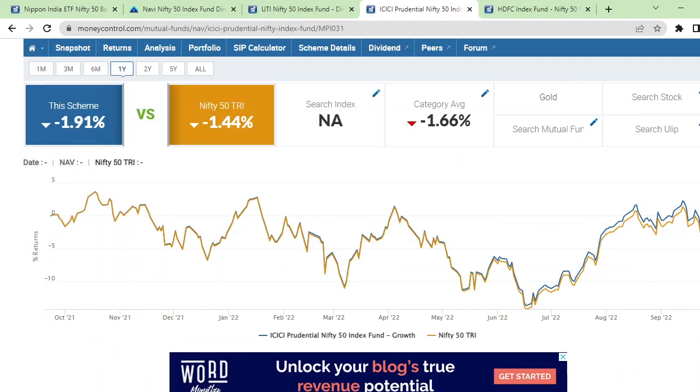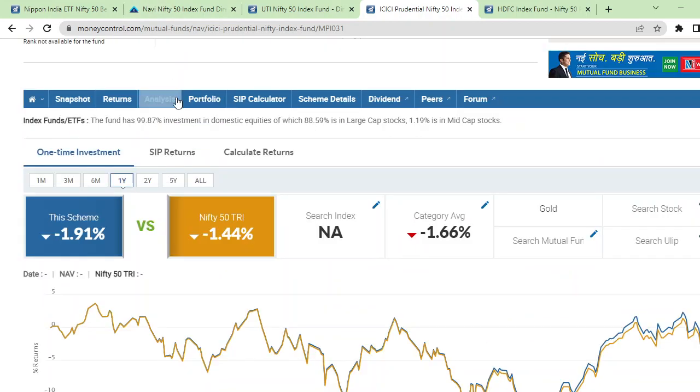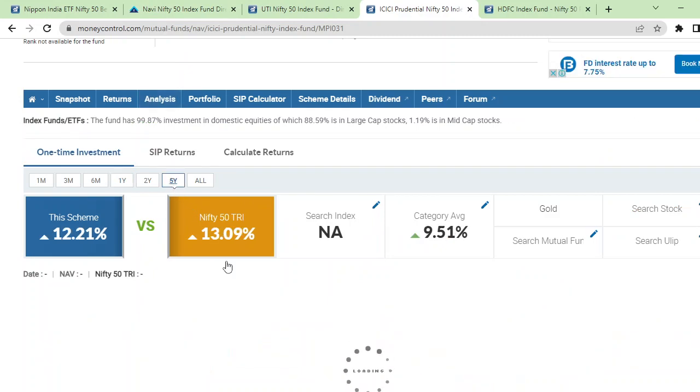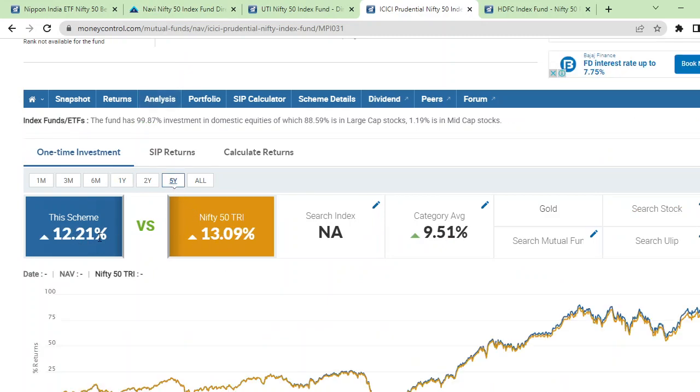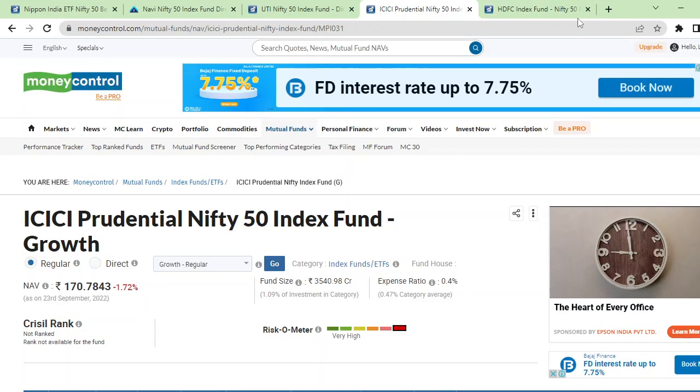But still, you need to consider this fund because it is a secure fund and you need to diversify. If I see the tracking error for the last 5 years, it is 13.09 and here it is 12.21, so the gap is 0.8%. I hope you are in a position to understand what I am explaining.